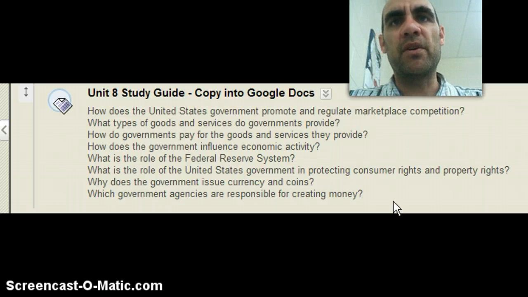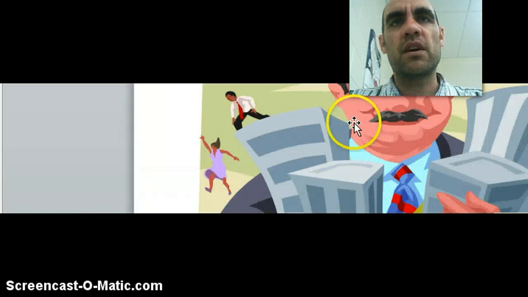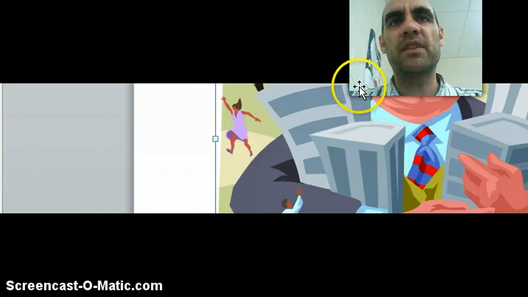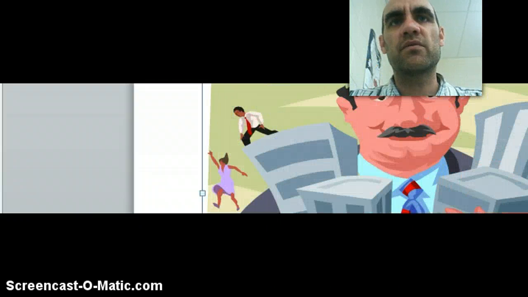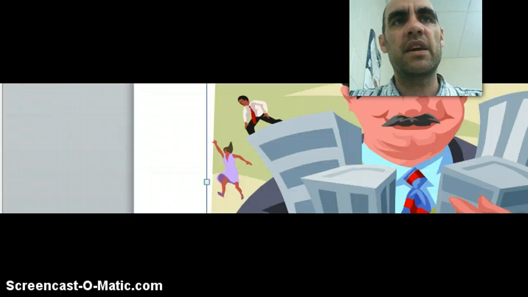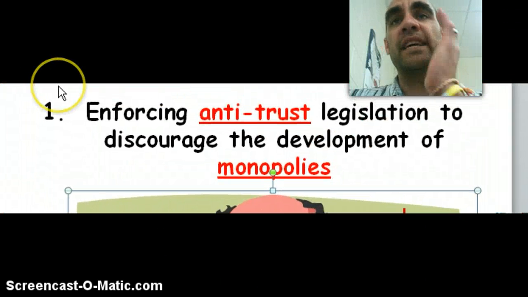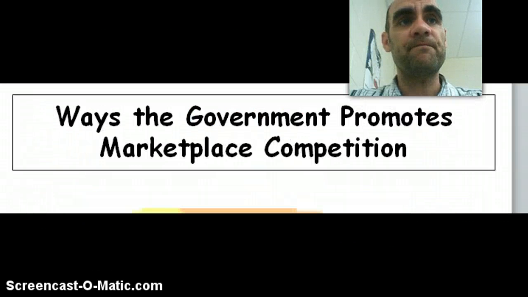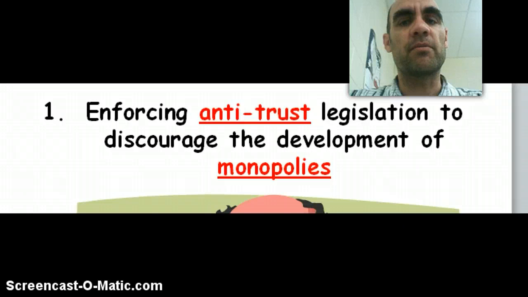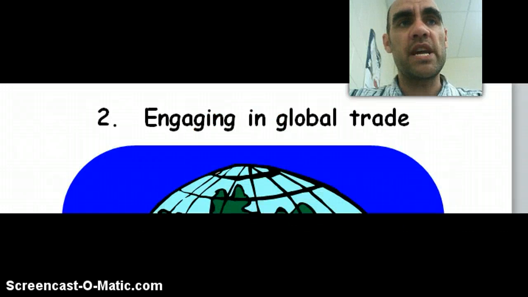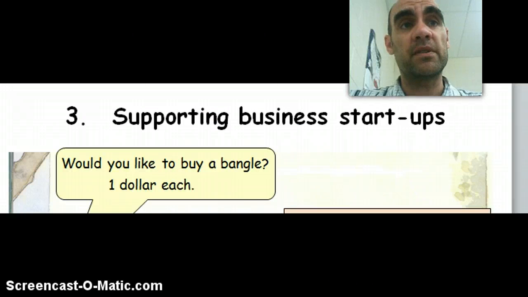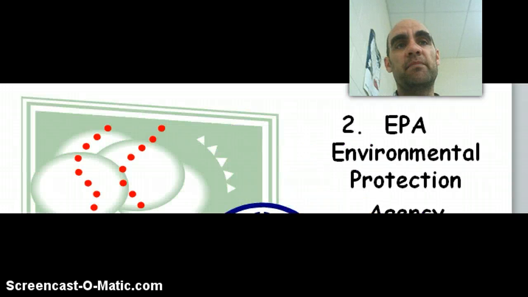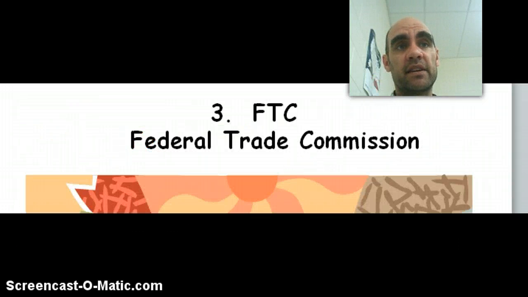How does the U.S. government promote and regulate marketplace competition? One thing they do is enforce antitrust legislation, the Sherman Antitrust Act, things like that. They want to prevent monopolies from forming. Global trade, supporting business startups, things like the FCC, communications, the EPA, and the FTC.